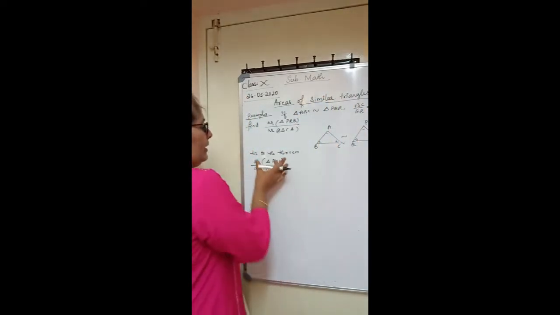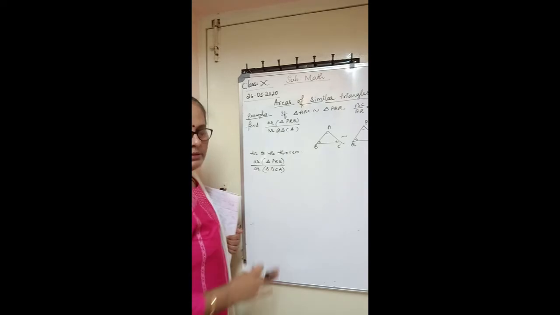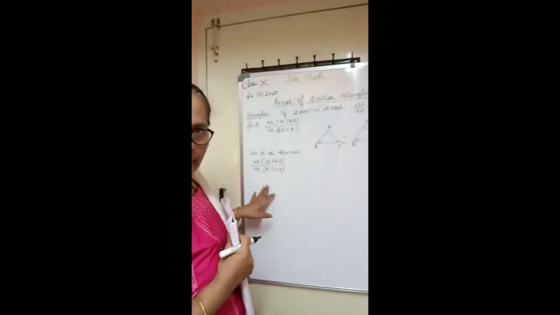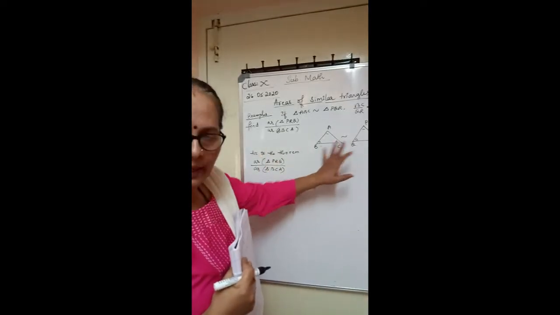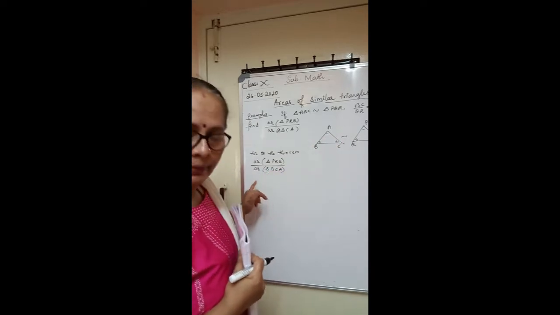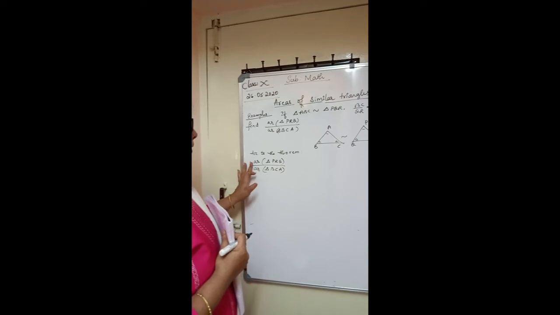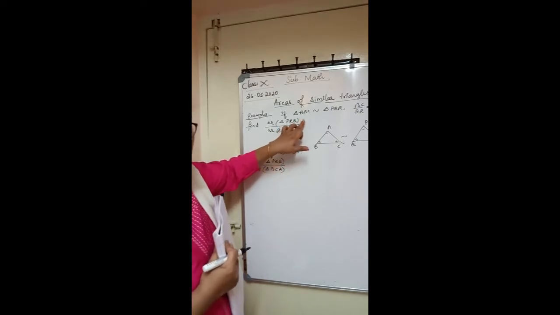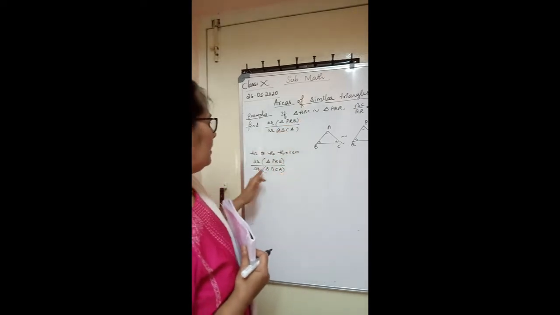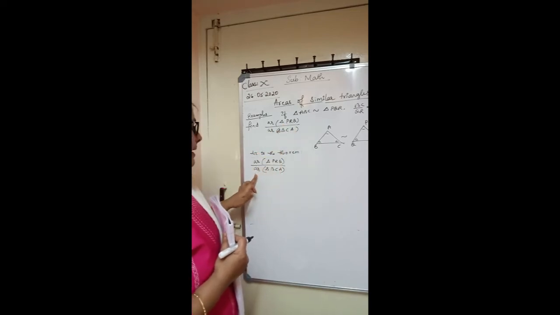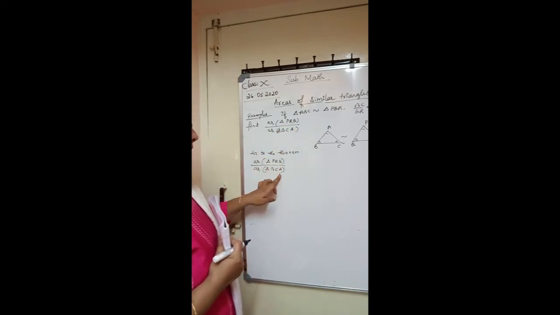But while writing these ratios, it's not necessary to write in order. Just mention the two triangles which you are taking to find the ratio of their areas. Now, area of triangle PRQ, which is given in the question, as it is I am taking here. So PRQ divided by area of triangle BCA.